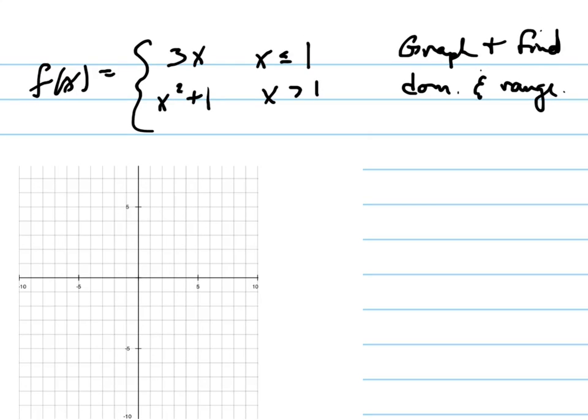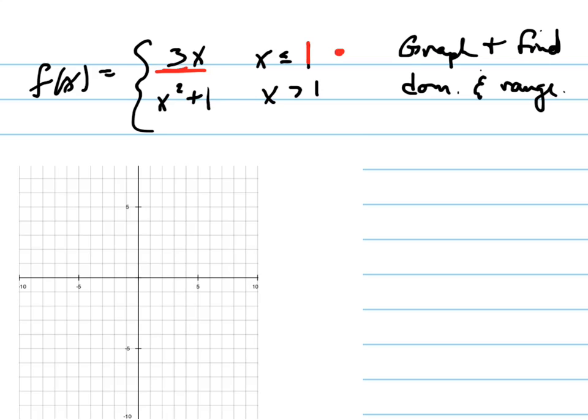Let's graph this piecewise function and find the domain and range. So I like to graph these by color coding them. So I'll make this one red. Notice that this is a line. It's a linear equation, and they want us to start from negative infinity.